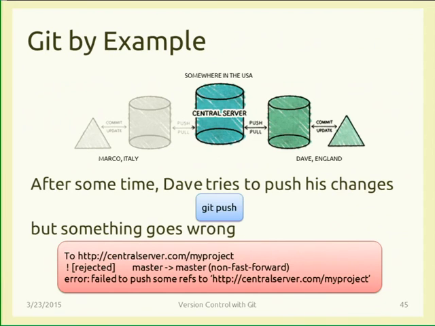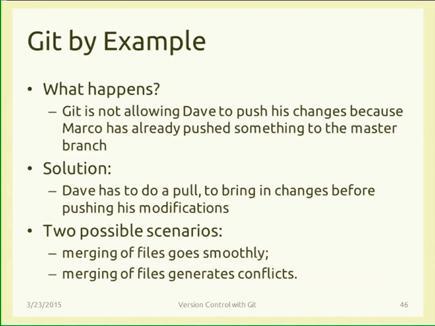Now, another case. I wrote something, I put something on the remote repository, and another one is working on their own computer. He performs some modification and commits everything and tries to do git push as before. And Git tells him this message: error, failed to push. This is a conflict. Why?